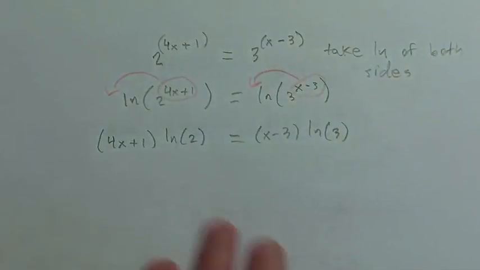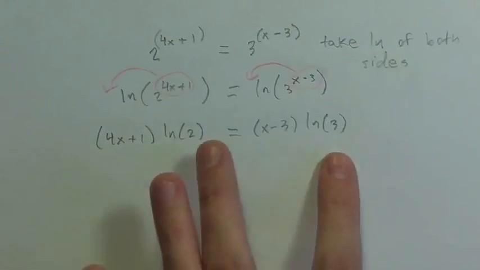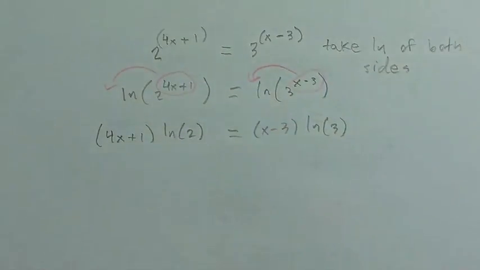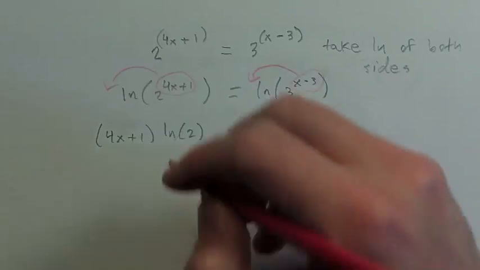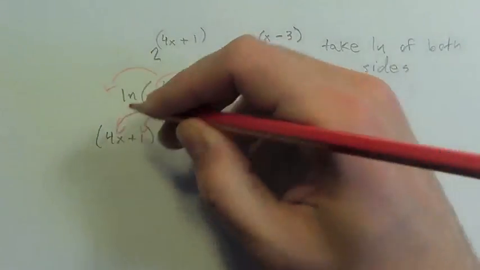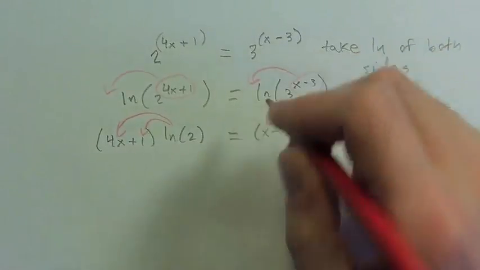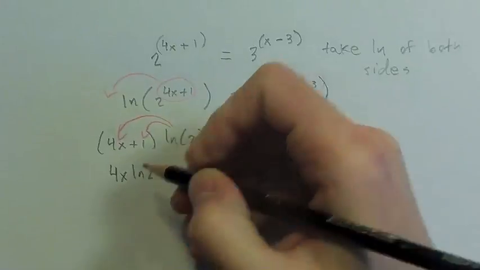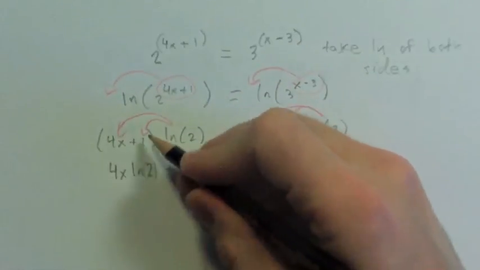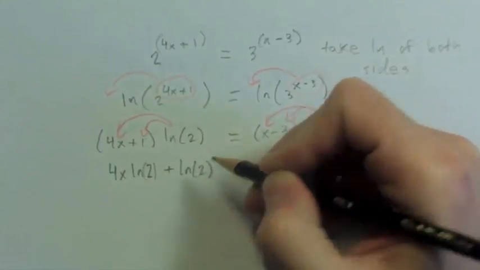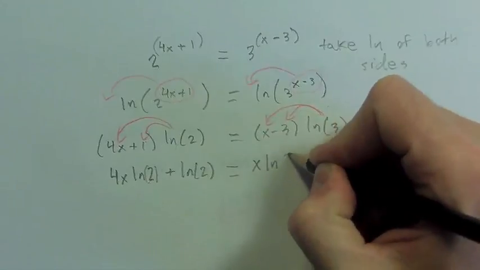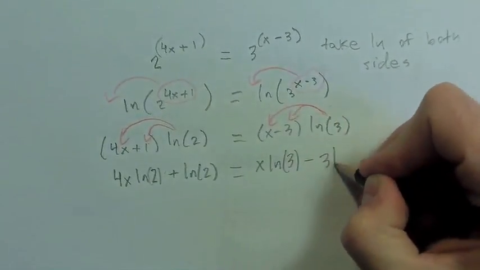Usually, if this were just a 2 or a 3, all we would do is distribute these values and move our x's over to one side, everything else to the other. We'll do the same thing. We'll distribute these constants across so that I get 4x ln 2 plus 1 times ln 2 is equal to, and we'll do the same thing here, x ln 3 minus 3 ln 3.